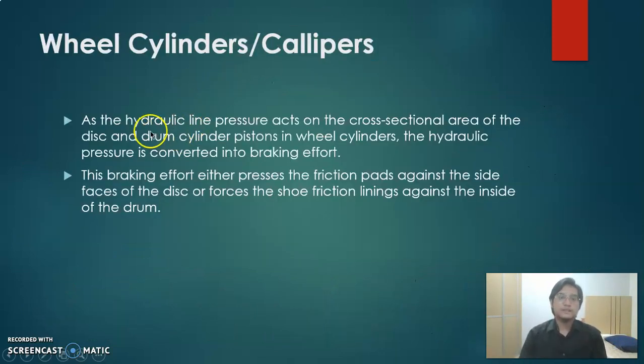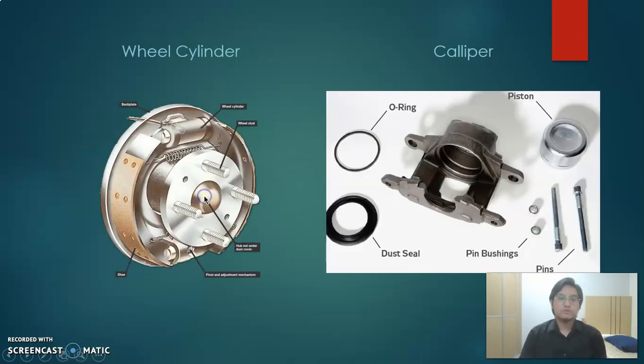So for the wheel cylinders and caliper pistons, as the hydraulic line pressure acts on the cross-sectional area of the disc and drum cylinder piston in the wheel cylinders, the hydraulic pressure is converted into braking effort. This braking effort either presses the friction pads against the side face of the disc or forces the shoe friction linings against the inside of the drum. So this is the wheel cylinder and caliper.